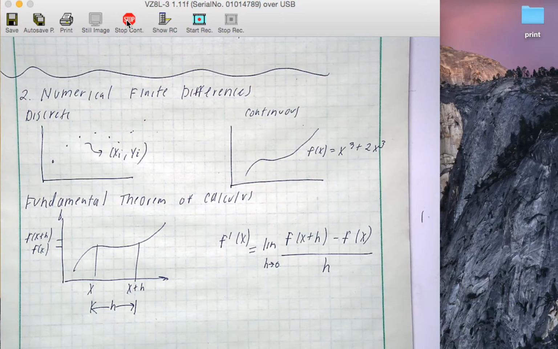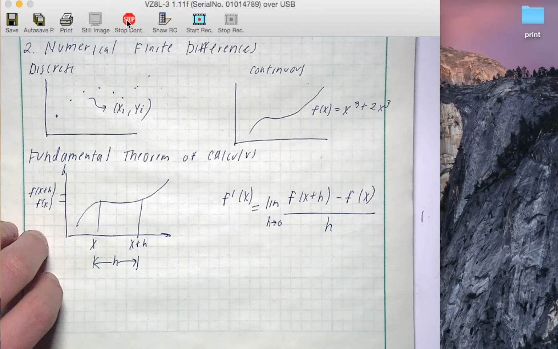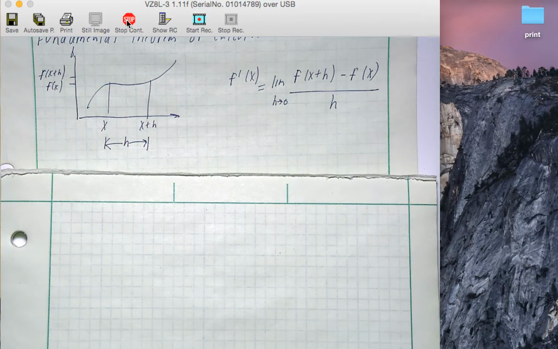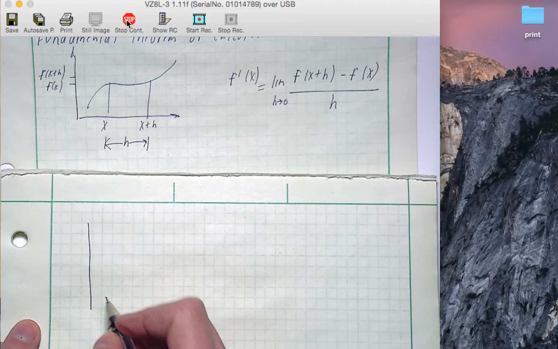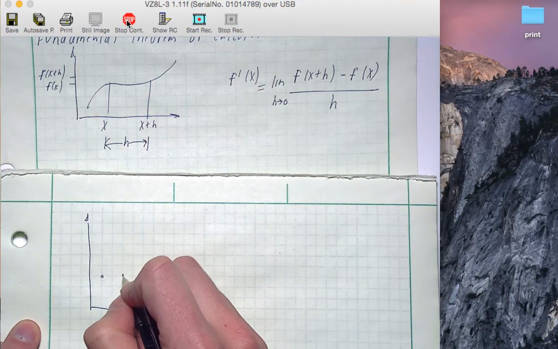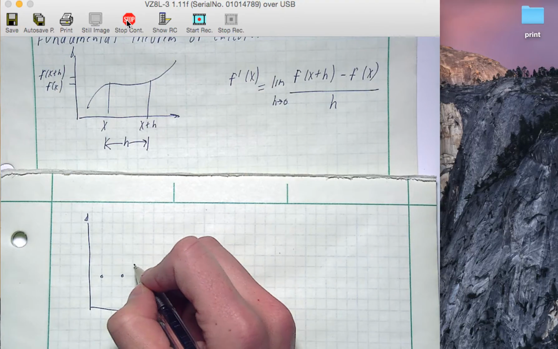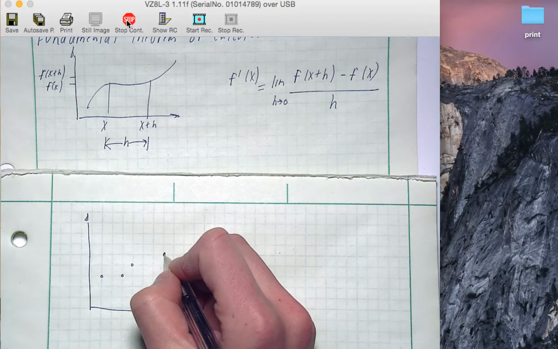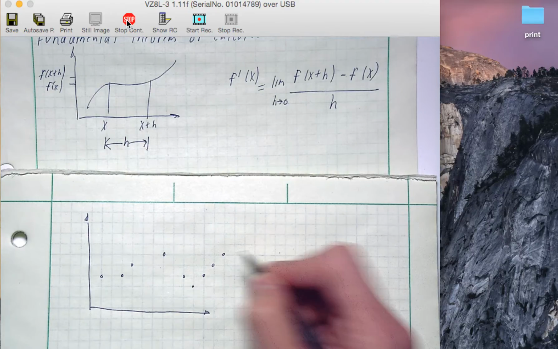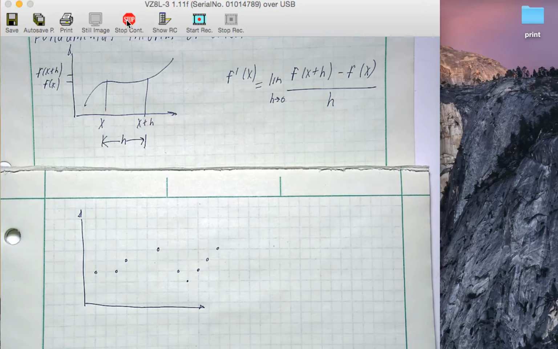So we're going to use that theorem to do the same thing with discrete points. If we have a set of points, let's say we have some data at discrete points, and we want to know what the derivative of the data is.